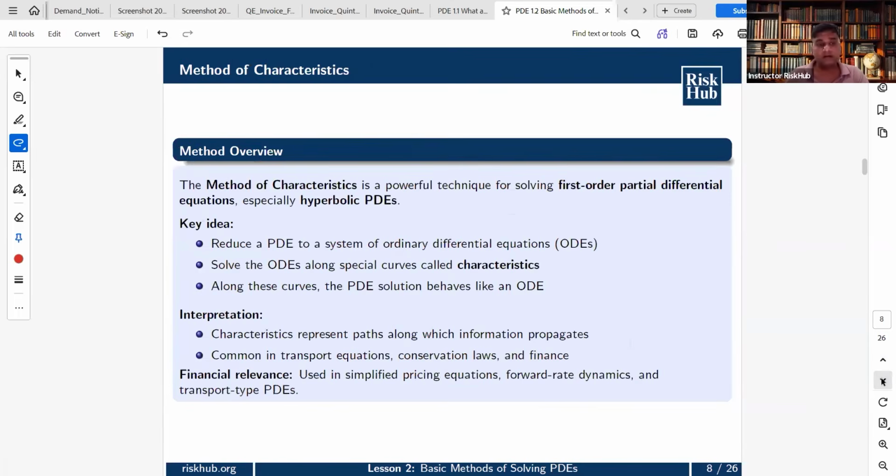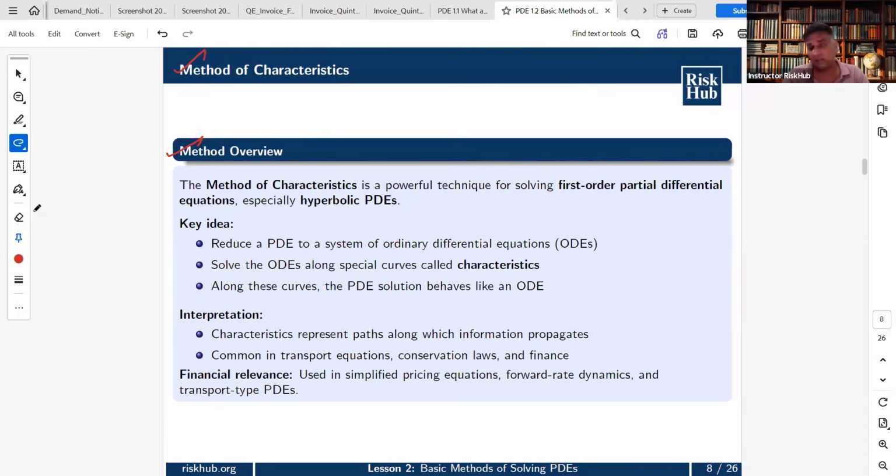Then we get into the next part, which is the method of characteristics, the method overview. The method of characteristics is used for first order PDEs, especially hyperbolic partial differential equations. The key idea is to convert the PDE into ordinary differential equations along special curves called characteristics. Characteristics are paths along which the solution behaves simply. In finance, this is useful for transport type equations, forward dynamics, and simplified pricing equations where information moves along a direction, right, such as maturity or time to expiry.